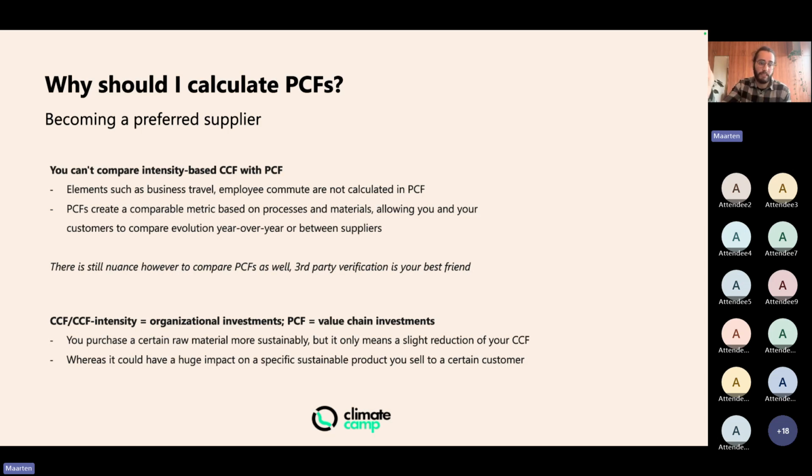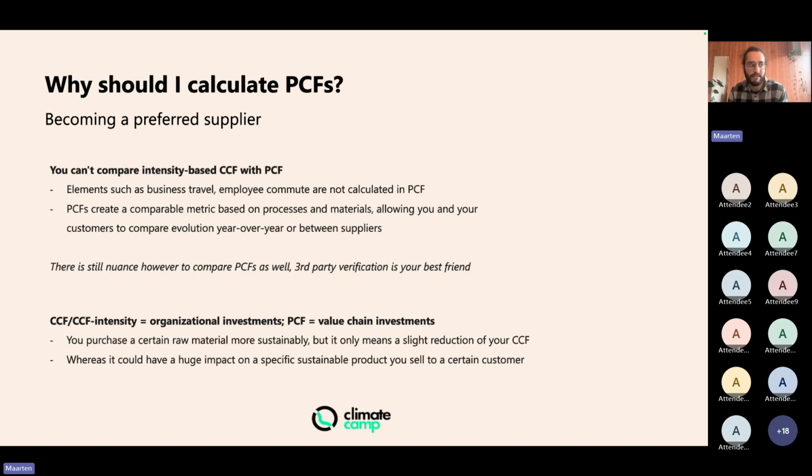allowing you and your customers to compare the evolution of PCFs over the years or between suppliers, given, and this is important, there is still a nuance: the documentation has to indicate that it is the same system boundary and the same production steps to make sure that it is comparable. Third-party verification here is your best friend.